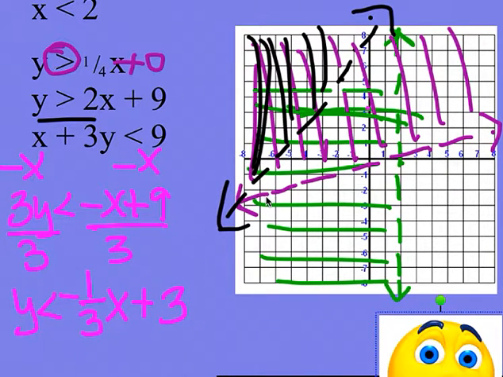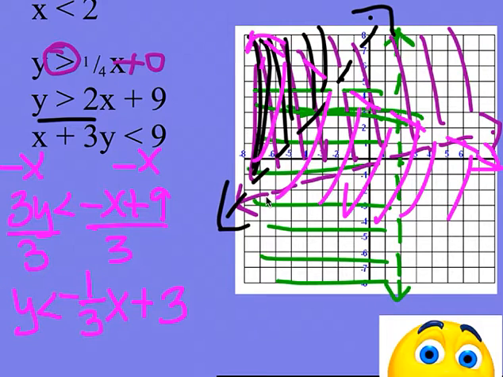So I'm crossing the y-axis at 3, and then I'm going down 1, right 3, down 1, right 3. And it's going to be dashed again. And then I'm going to shade down. And I'm not shading all the way because really all I'm caring about is that overlap.